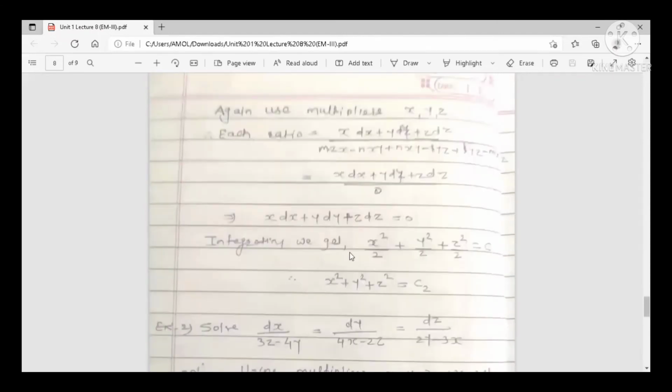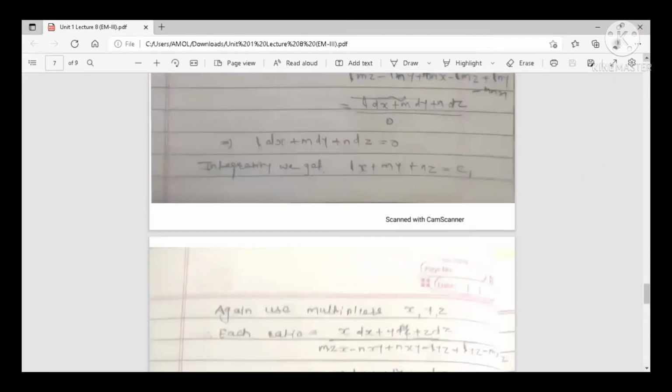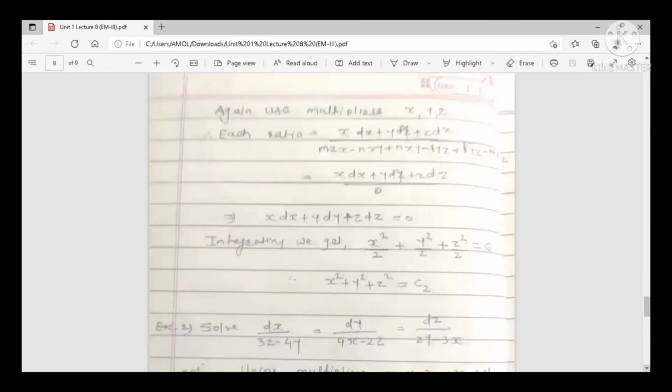So this is the second set of solution: x square plus y square plus z square is equal to c2. So this is the example. In this example, we have two sets of solutions. First is lx plus my plus nz is equal to c1, and the second set of solution is x square plus y square plus z square is equal to c2.